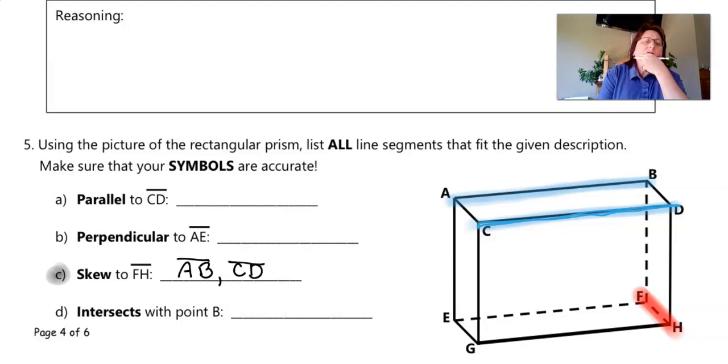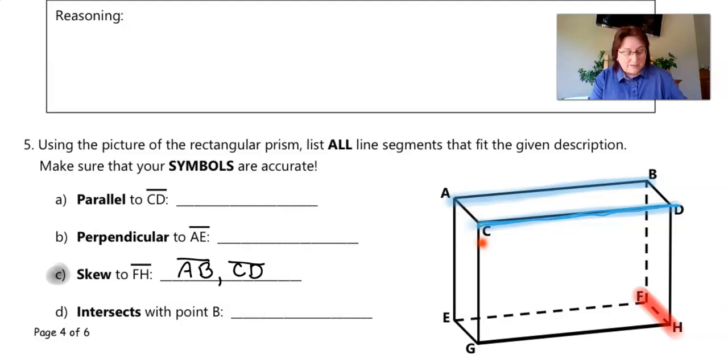All right, so guys, are there any others? What do you guys think? Let's see here. I want you guys to answer me this, okay? What about line segment CG? Will that be skew to FH? Okay, what about AE? Will that be skew to FH? Okay, what about EG? Is that skew to FH? All right, what about AC? Okay, so let's see how you did.